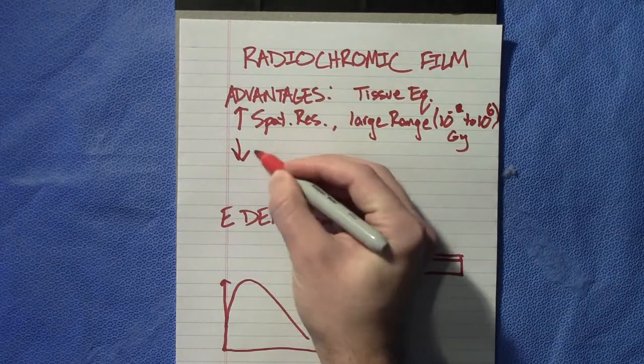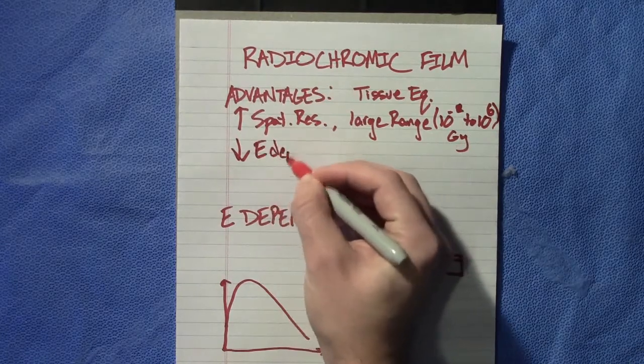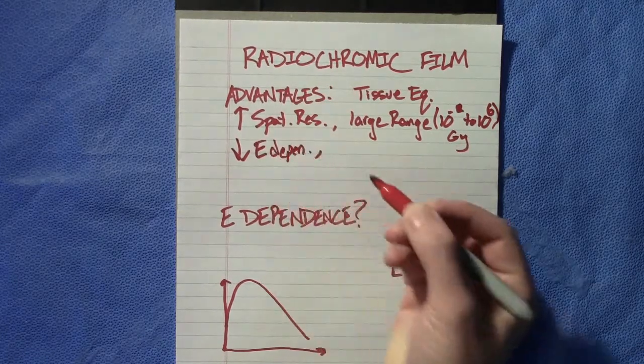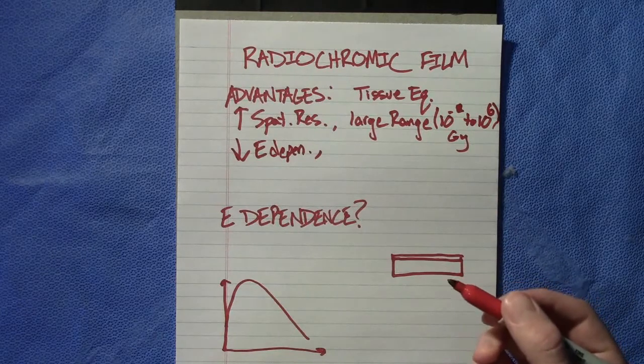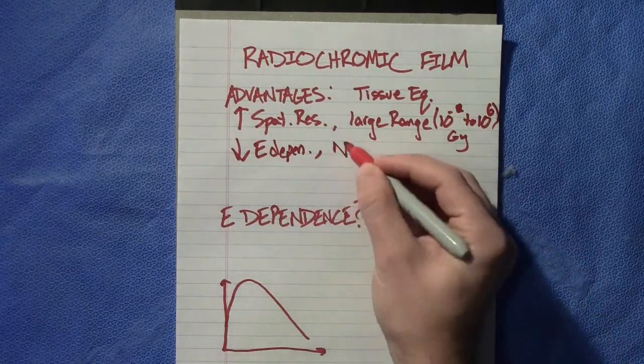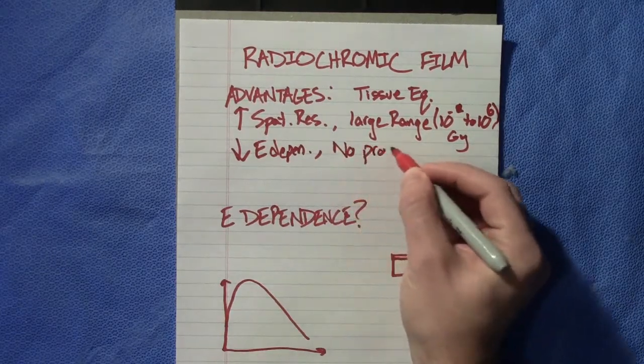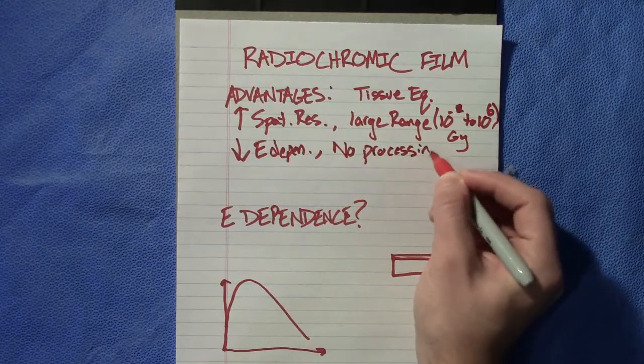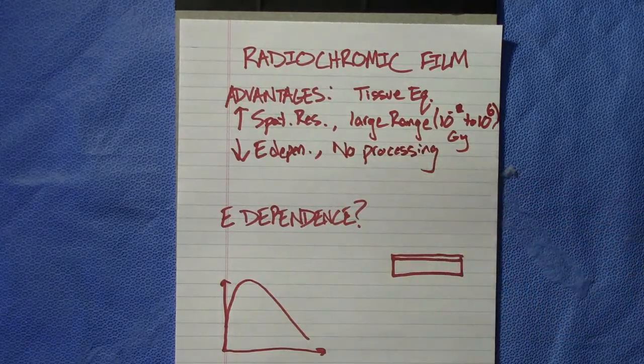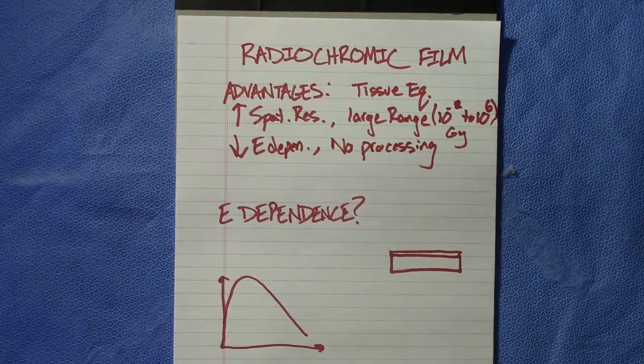There's also very low energy dependence, if any at all. It is insensitive to visible light and needs no chemical processing. So that is certainly nice, less equipment. Obviously this film costs more than radiographic film, but you don't have to buy solutions or any other equipment to finish the processing of it and see your results. So those are the advantages.